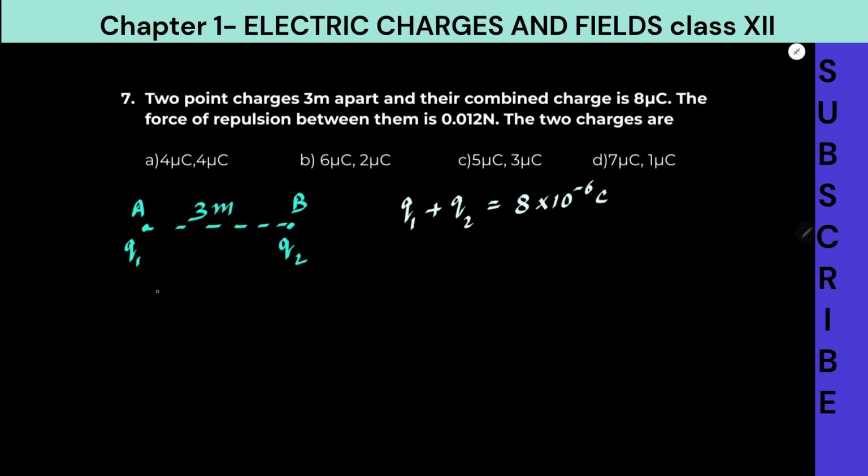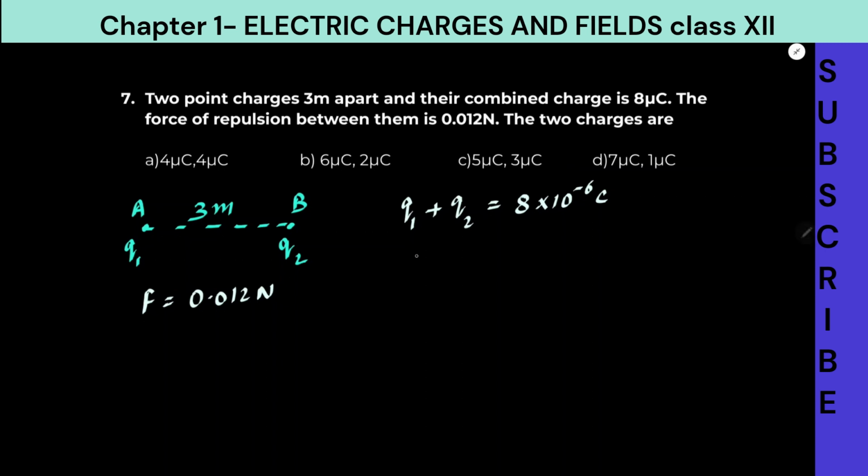The force of repulsion between them is given as 0.012 Newton, and you have to find the charges. Now, a direct trick can be, sir, why can't you add all the charges given in the options and check if they are 8? We can get the answer directly. But surprisingly, 4 plus 4 is 8 here, 6 plus 2 is 8 here, 5 plus 3 is 8, so that won't work. You have to actually solve the problem, because the sum of all of them is 8 only.